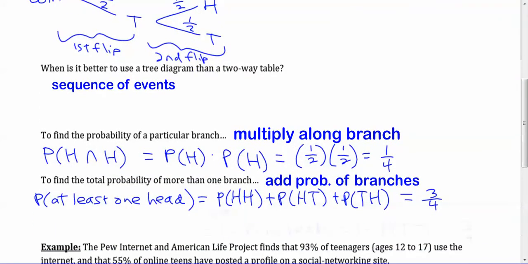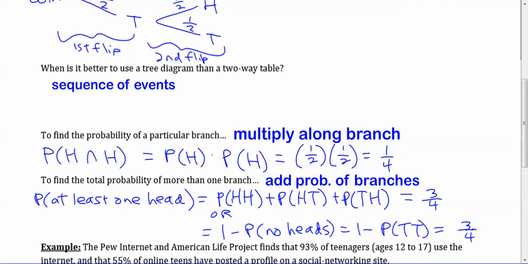The other way to get this is to do 1 minus the probability of no heads. Either way should get you the same answer of 3/4. Okay, we're going to move to a slightly less trivial example.